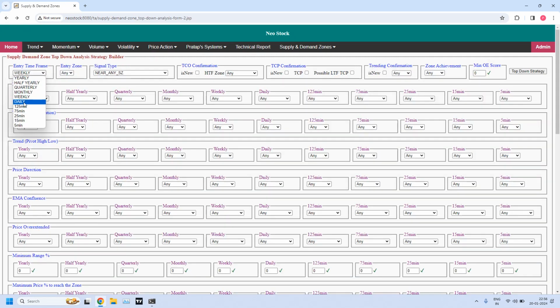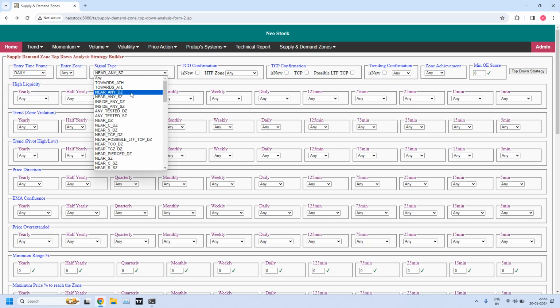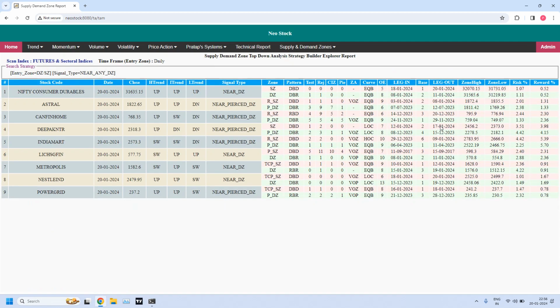Let me change the time frame to daily time frame. Entry time frame is daily. Let us find the stocks near the daily demand zone. 9 stocks are filtered. Let us look for the high liquidity demand zones. No high liquidity demand zones from today's list. Okay, that means we didn't find any high liquidity daily demand zones.